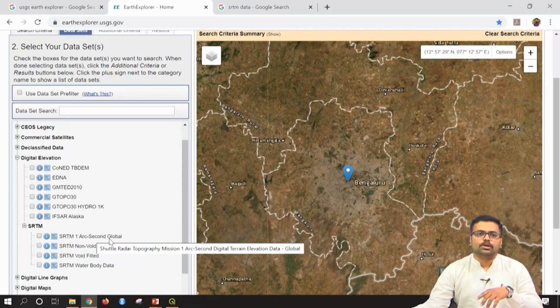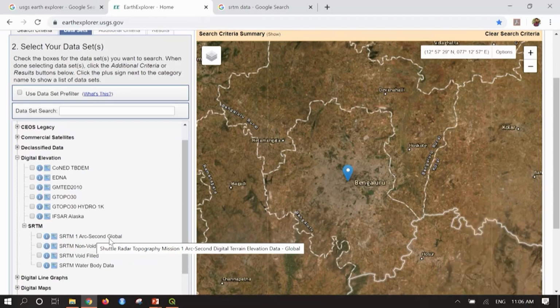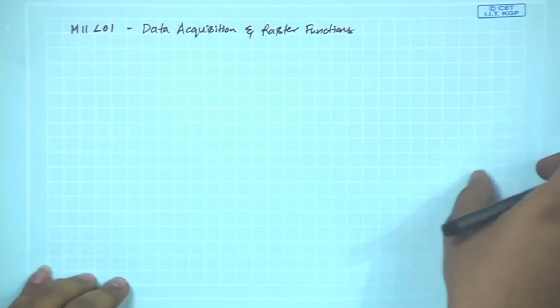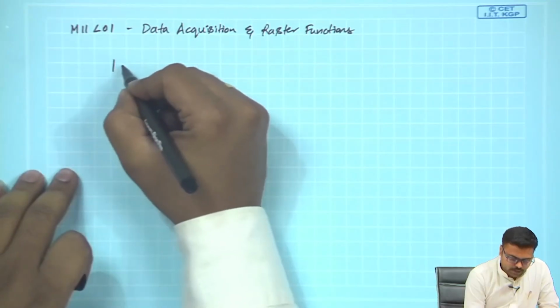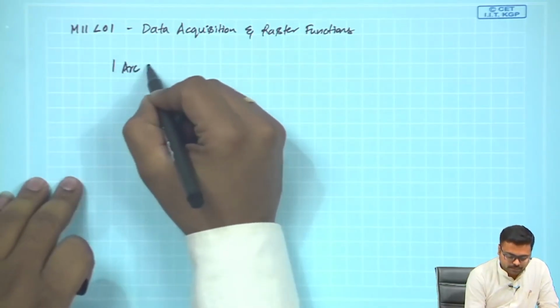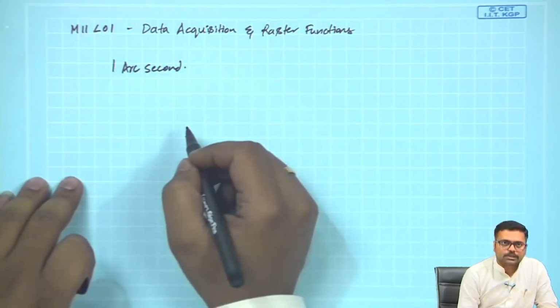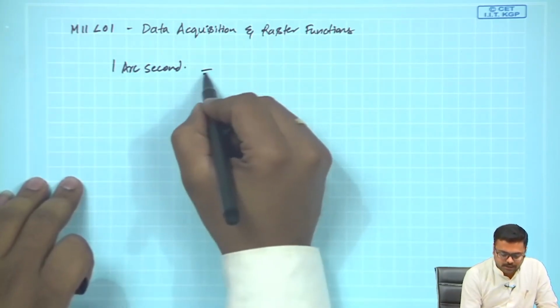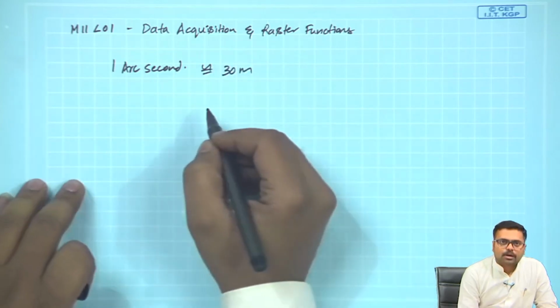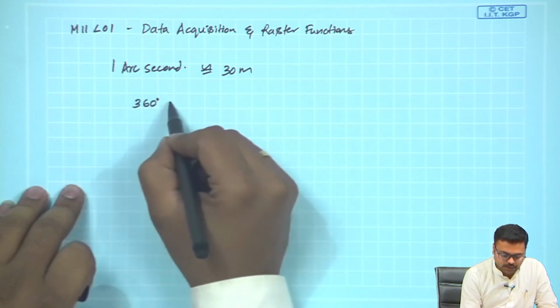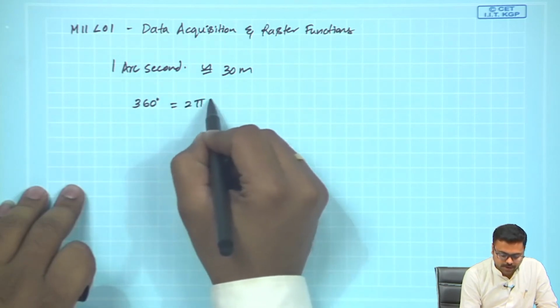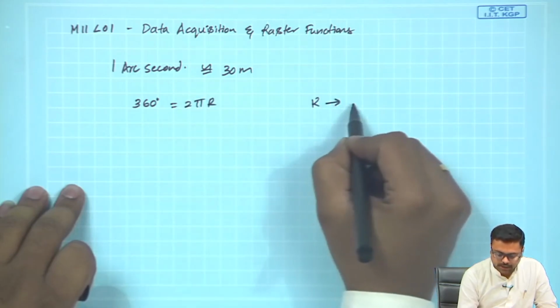Now let us move to the board and see how does 1 arc second is translated into meters. Now if we can go to the board, here we can see the given data is 1 arc second. This is in seconds, degree, minute and second, is roughly equal to 30 meters. Now how do I get this? As we all know, earth is a sphere that is 360 degree, that is given by 2 pi r, where r is radius of earth.